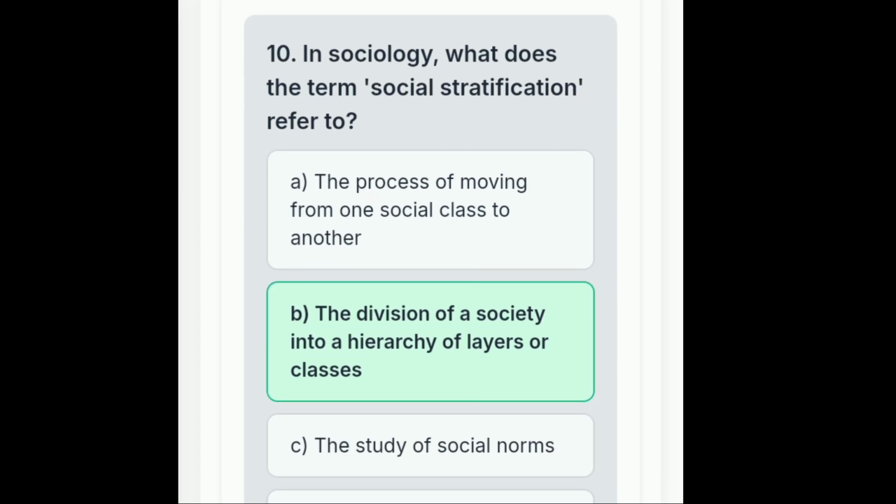In sociology, what does the term social stratification refer to? Option A, the process of moving from one social class to another. Option B, the division of a society into a hierarchy of layers or classes. Option C, the study of social norms. Option D, the process of social change. B is the correct answer.